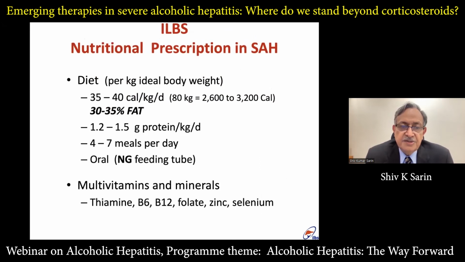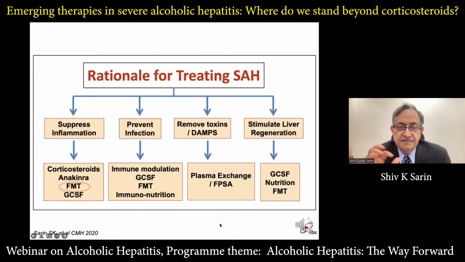So what is our nutritional prescription to these patients? 35 to 40. Normally you have give 25. 35 to 40 kilocalories, of which 30 to 35% is fat. There is protein, we excess meals and NG tube, and of course multivites and others.